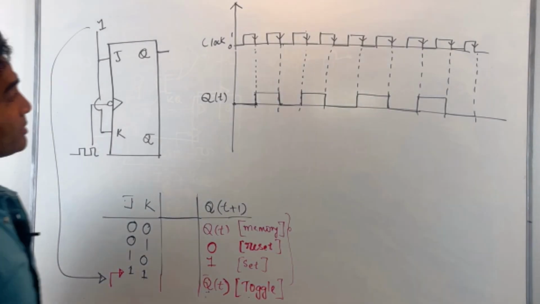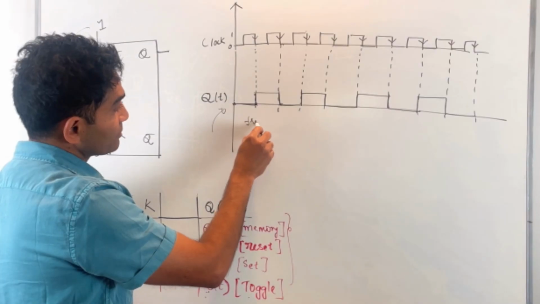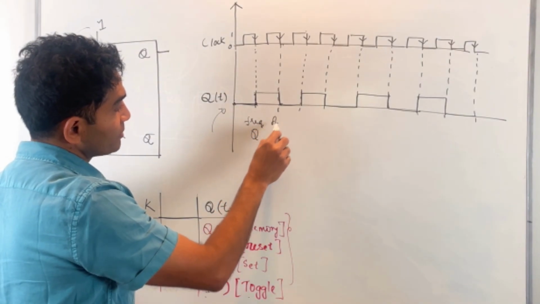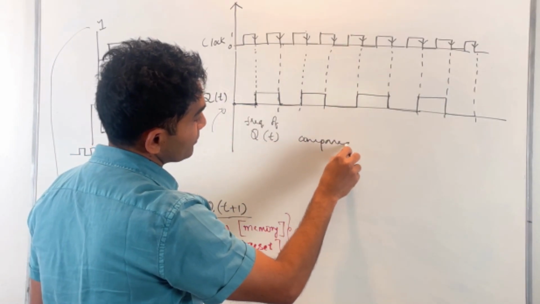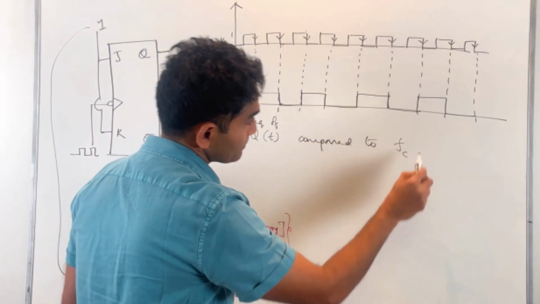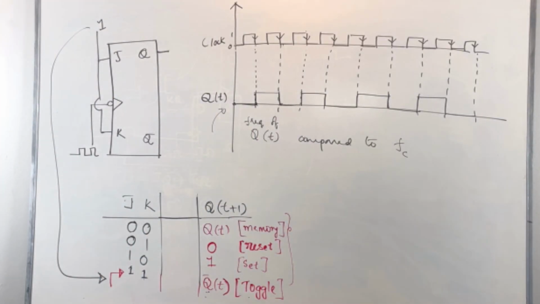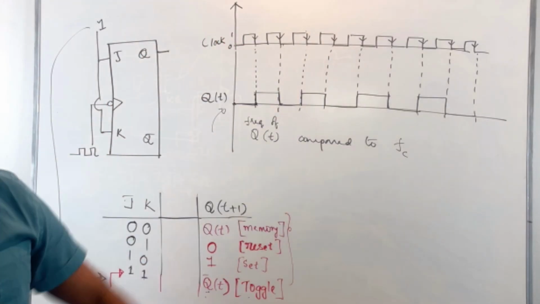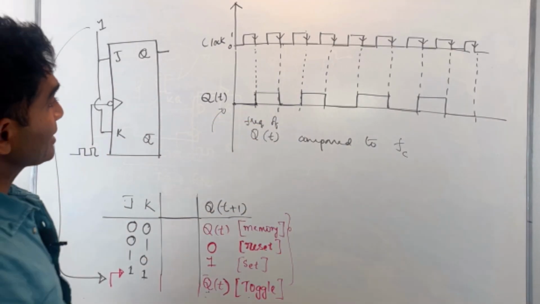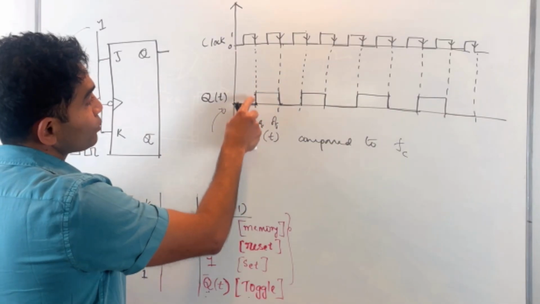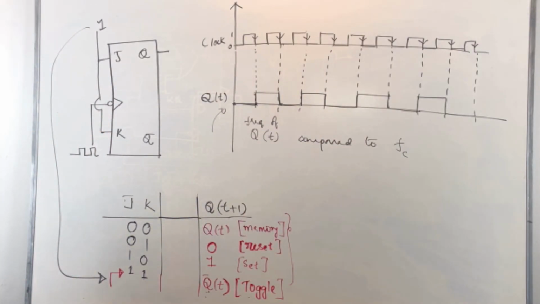Now what can you say about the frequency of my Q of t compared to the clock frequency, let's say FC? That's my clock signal, which has a clock frequency of FC, let's say. That's my Q of t. My output toggles at every new triggering instance, right? 0 to 1, 1 to 0, 0 to 1, 1 to 0, and so on and so forth, right?